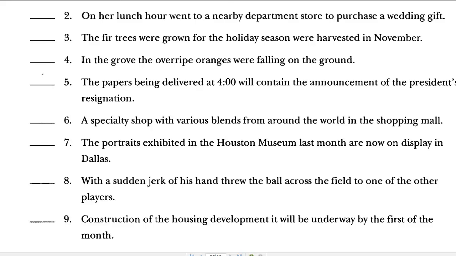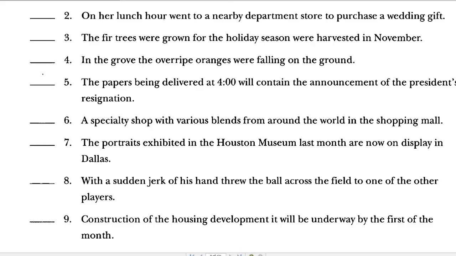Number 6. Specialty shop with various blends from around the world in the shopping mall. Specialty shop with various blends, this can be the subject. Of course, this is a prepositional phrase. In the shopping mall, prepositional phrase, and I don't have a verb and I don't have a complement. A complement may not be important and it can be left away, but the verb must be included in a sentence. So this number 6 is incorrect.